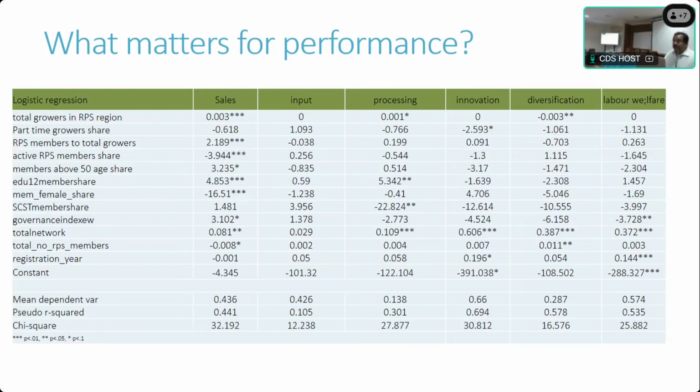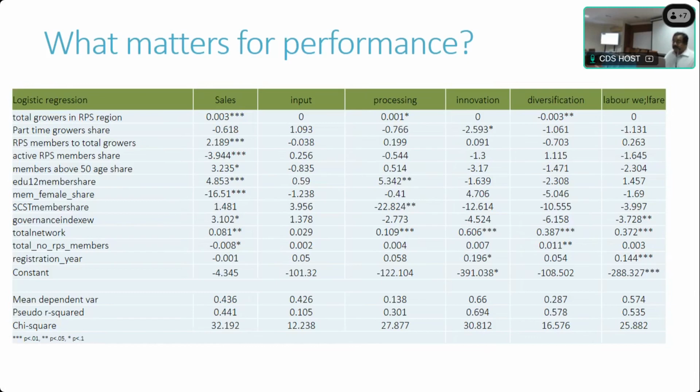Education, two factors. In processing, it is important. In sales, it is important. Both have positive effects. So the role of education, I think, is quite clear. Female share has a negative effect over there. The share of ACST also seems to show a negative effect. The governance index, as I had shown, has a positive effect.